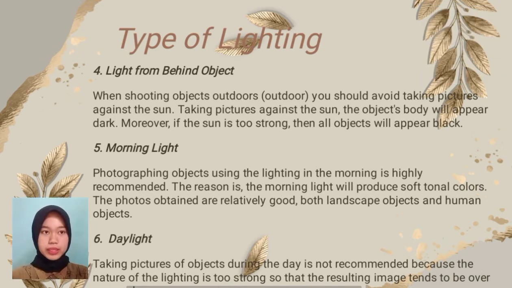Okay, to continue the type of lighting. Number 4, light from behind object. When shooting object outdoor, you should avoid taking picture against the sun. Taking picture against the sun, the object body will appear dark. Moreover, if the sun is too strong, then all object will appear black.